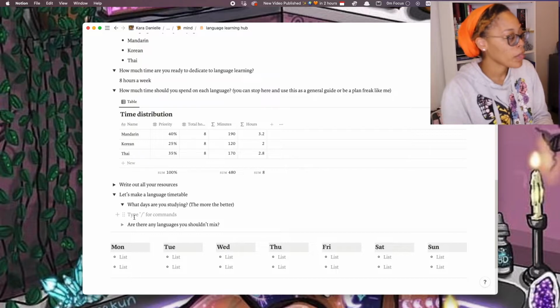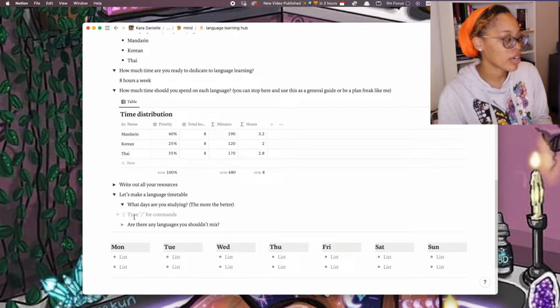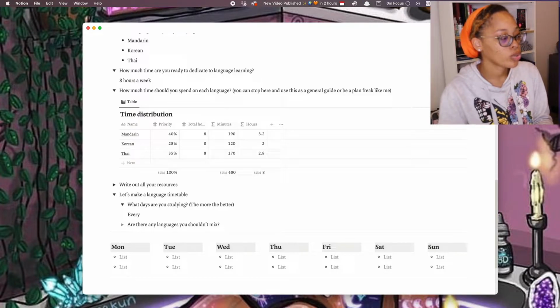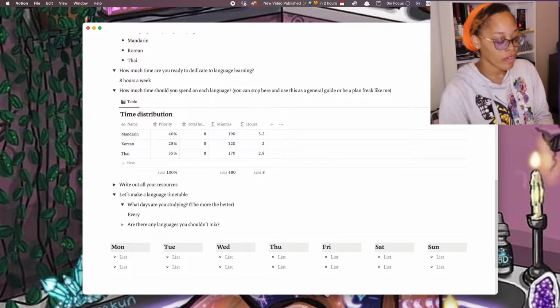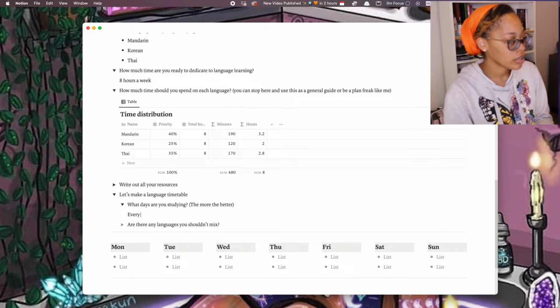Okay, so now that we've answered all of the questions, I want to go back and then we're going to take these toggles off here. Okay. And then we're going to talk about our goals. Okay, so we have 4 languages. Mandarin.